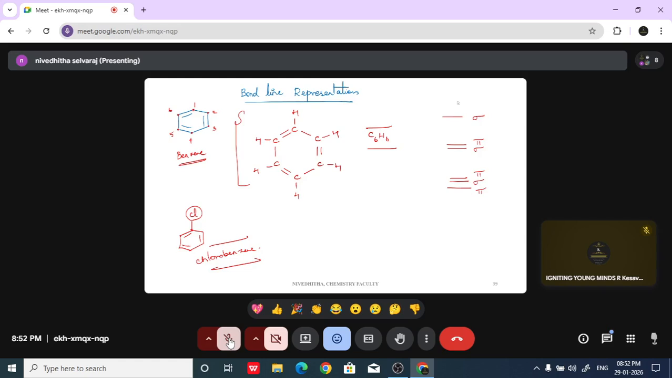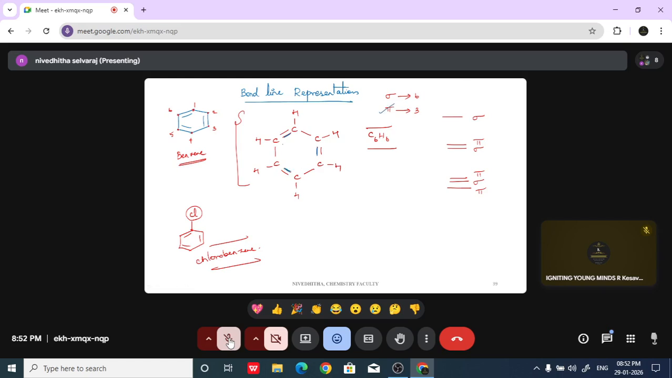Janani's answer is 6 sigma and 3 pi bonds. Okay, we'll check. Yes. Okay, listen. Here we have a double bond, so one of the bonds is pi. So this is a pi bond, this is a pi bond, this is a pi bond. So we have 3 pi bonds.